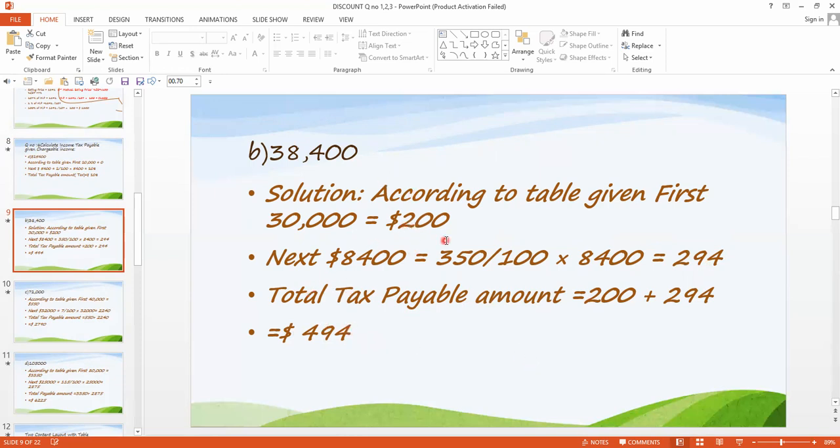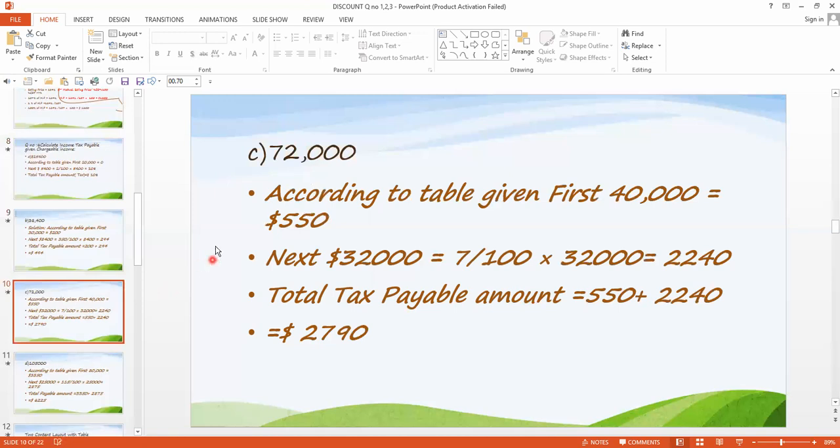First, you have to write the fixed tax which you have to pay for the 30,000, that is 200. And then you have to write the remaining, that is 294. We have to add these two and we will get the amount equal to 494. Clear? Now we come to the next part.